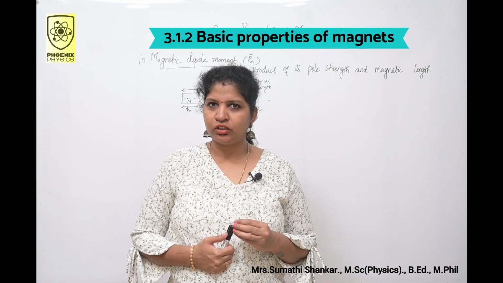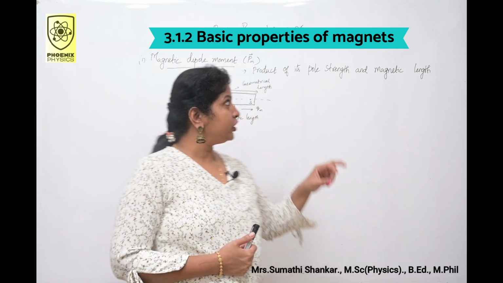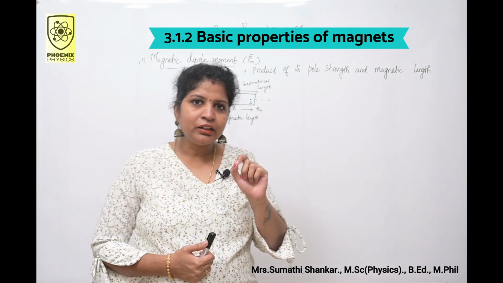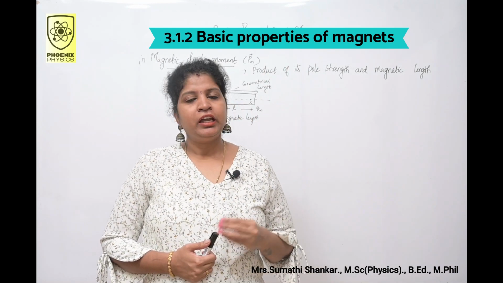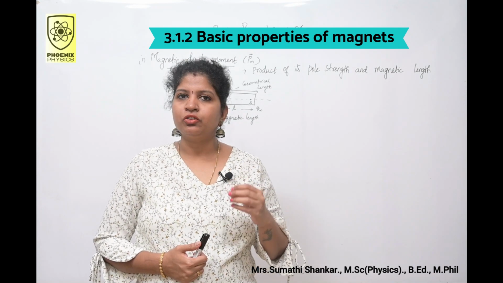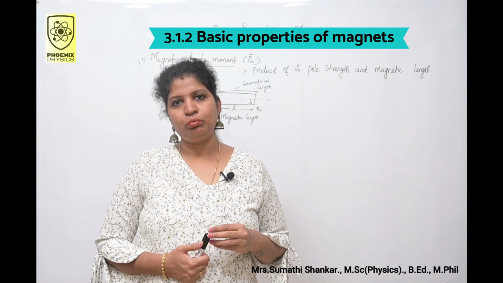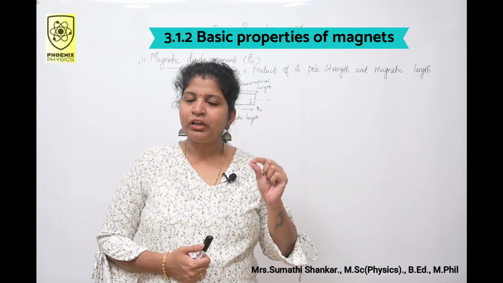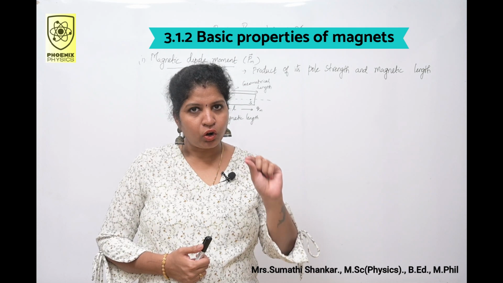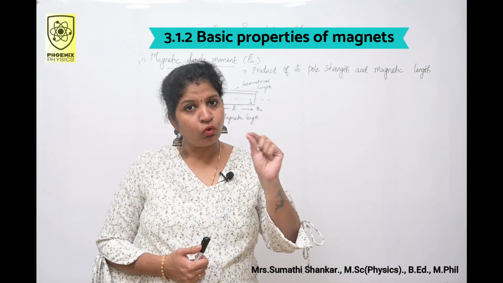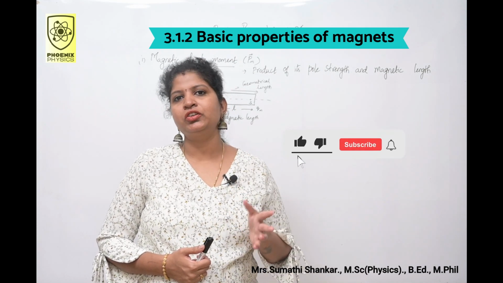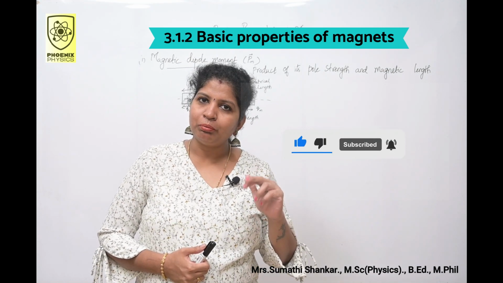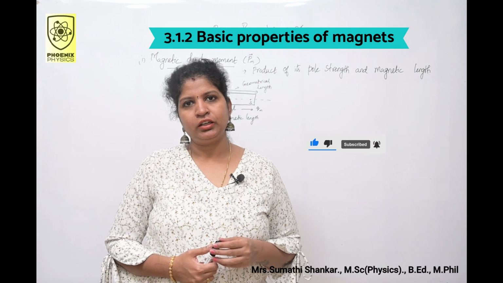Today we are going to learn basic properties of magnets. First one is magnetic dipole moment. In our first lesson we have studied about electric dipole moment. The magnitude of electric dipole moment is equal to product of magnitude of one of the charges and the distance between them. In this lesson we are going to study about magnetic dipole moment.